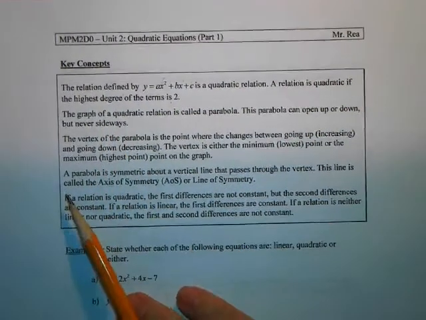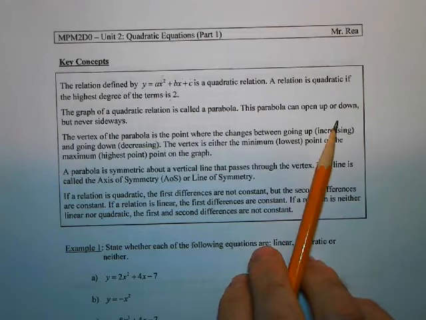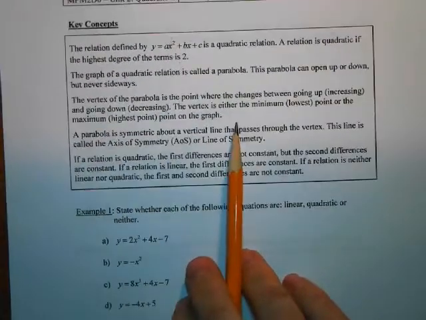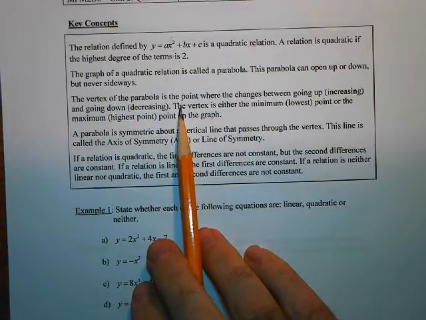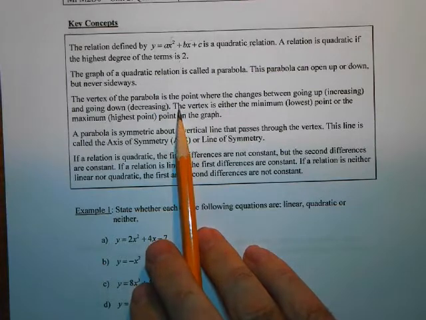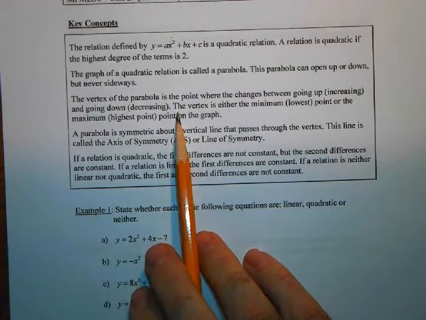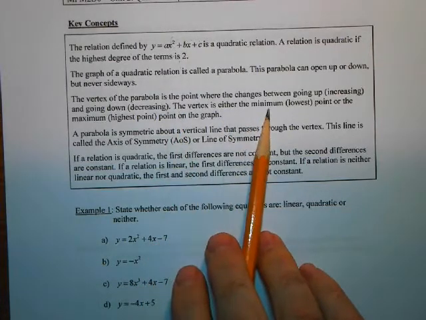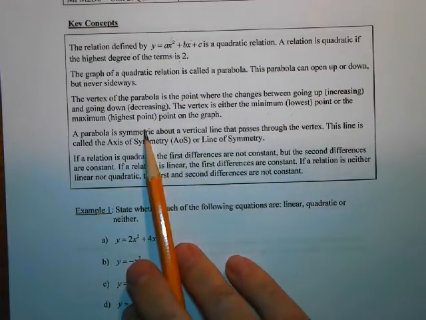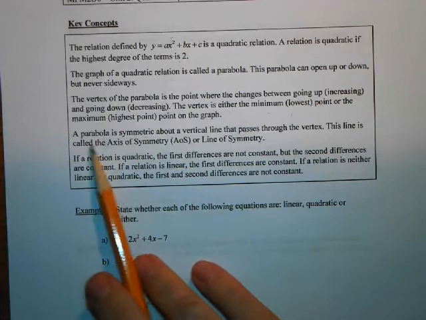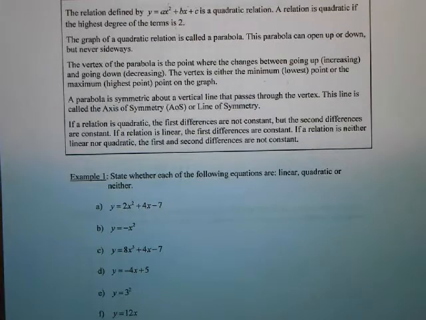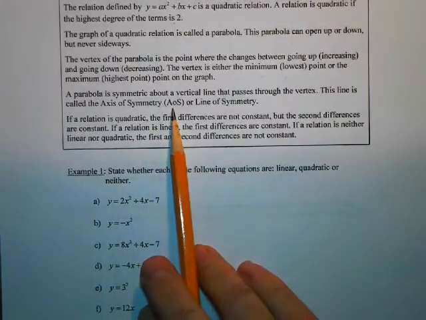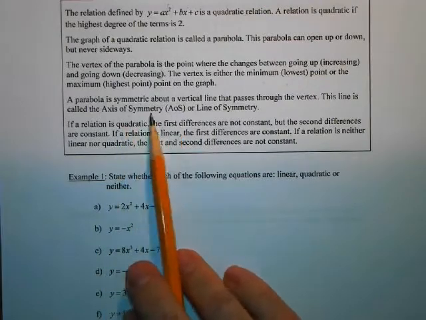And this I talked about. The graph of a quadratic relation is called a parabola. The parabola can open up or down, but never sideways. Okay, the vertex, which was that highest or lowest point, is the point where it changes from going up to going down. Okay, it's where it switches from one to the other, and the vertex is either the minimum, meaning the lowest point, or the maximum, the highest point on the graph. Okay, and then the parabola is symmetric about a vertical line that passes through the vertex. This line is called the axis of symmetry, abbreviated as AOS, because that's pretty long to write, or line of symmetry.